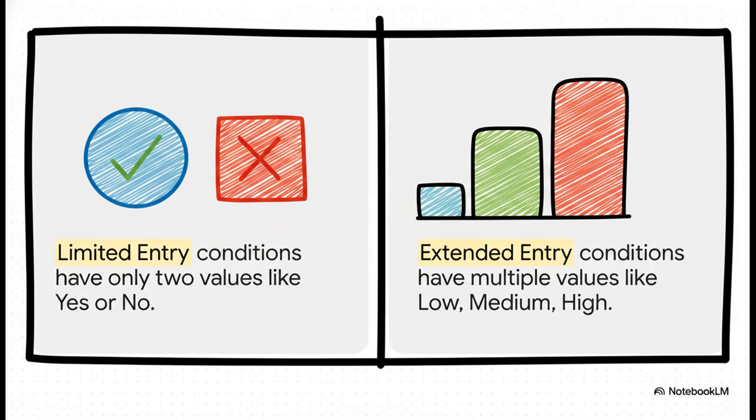Now, depending on what kind of data you're dealing with, you'd usually use one of two types of tables. The first is a limited entry decision table. That's what we were just talking about, where conditions only have two possible values, yes or no, true or false. But if your business logic is a bit more nuanced, you'd want an extended entry decision table. In this setup, conditions can actually have multiple values. Think low, medium, or high. This lets you map out much more granular, complex business flows.